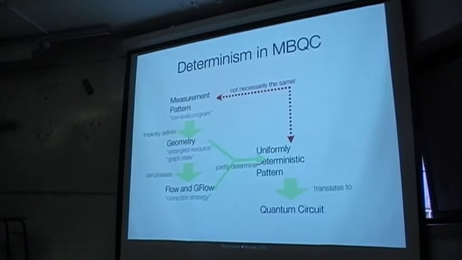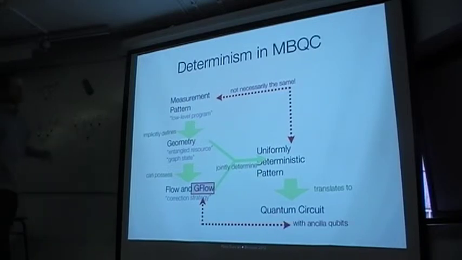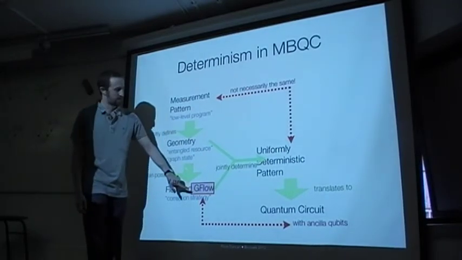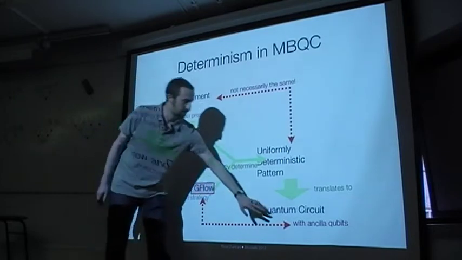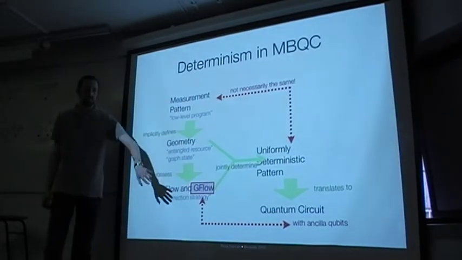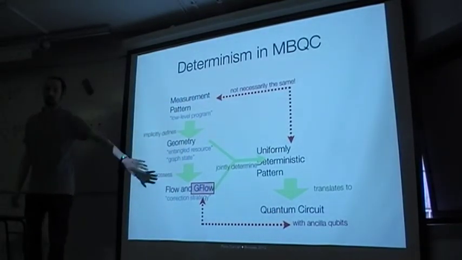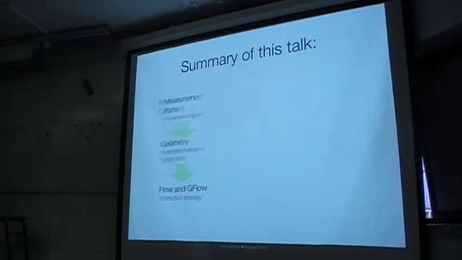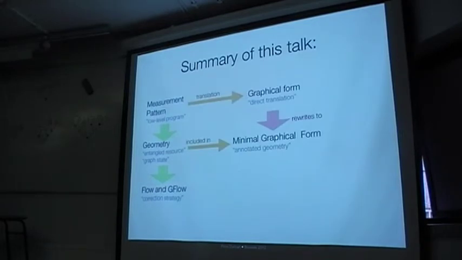Okay, and once you have this uniformly deterministic pattern, you can get a quantum circuit from it. And in the case of the G-flow, well, apart from what I'm going to tell you today, you would usually have ancilla qubits. In fact, because of what I'm going to show you, that's not the case. You don't need ancilla qubits. Okay, so this is how it's going to go.